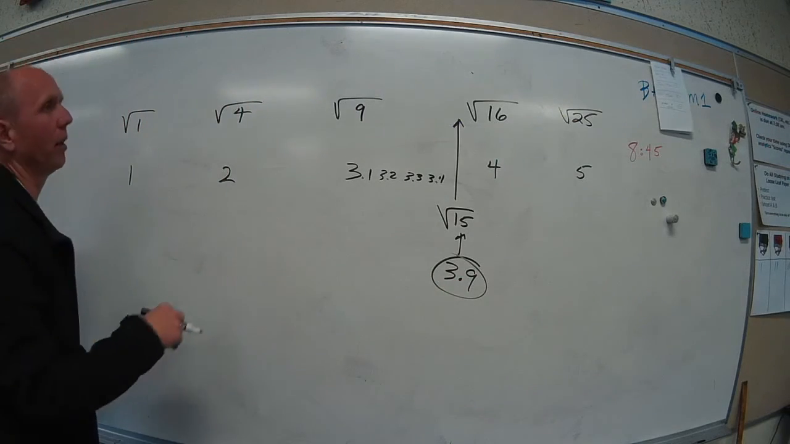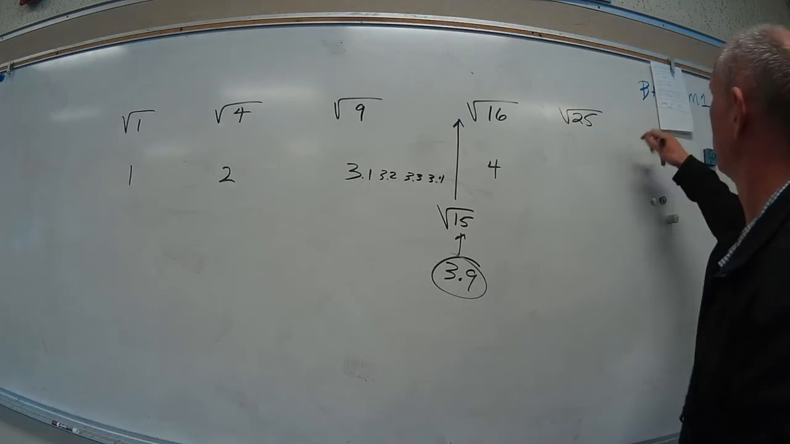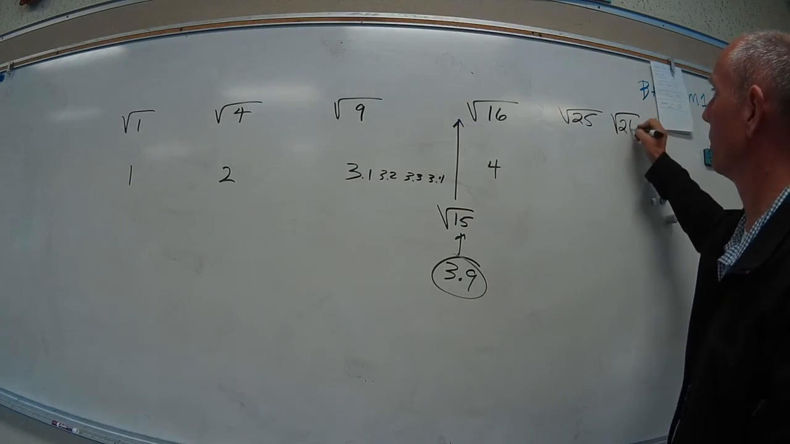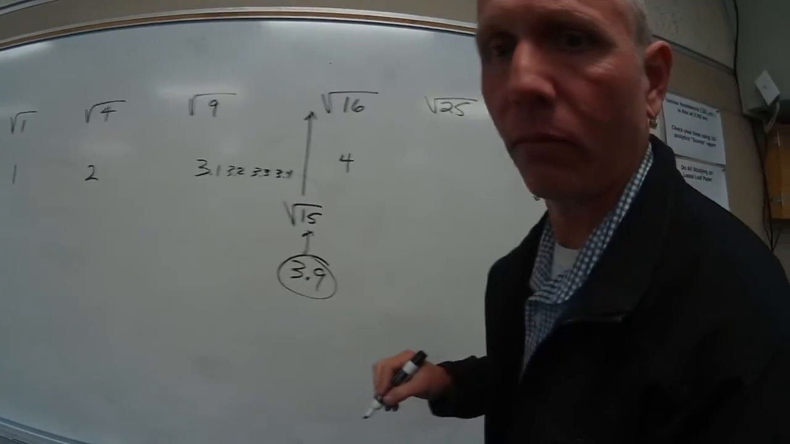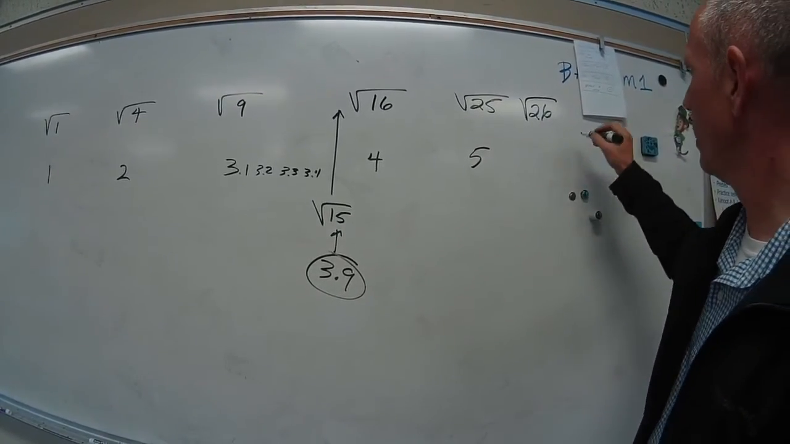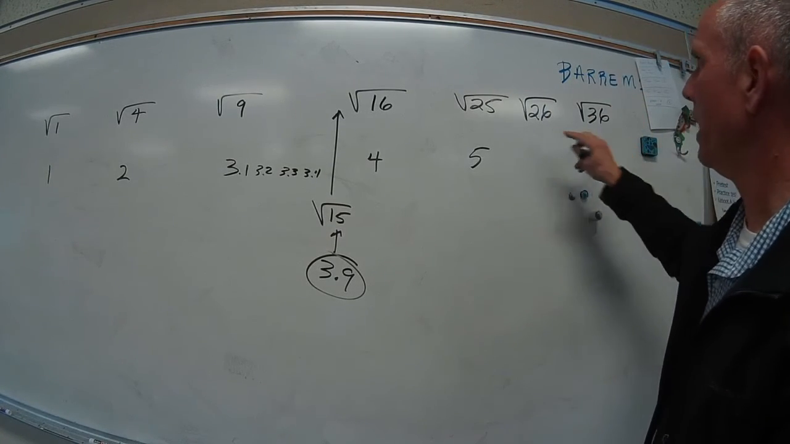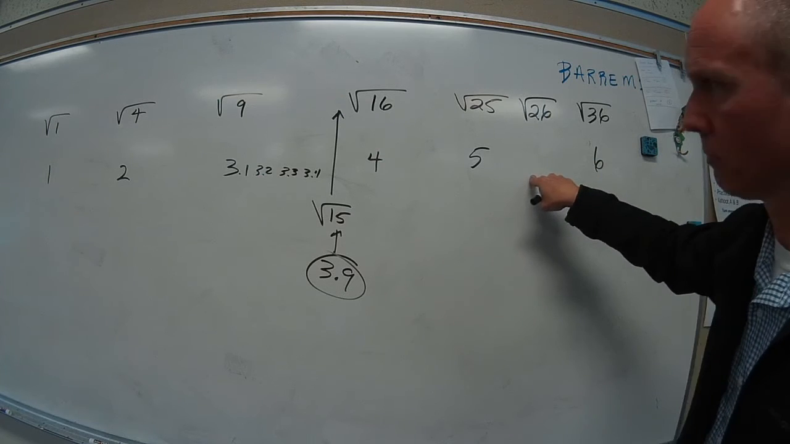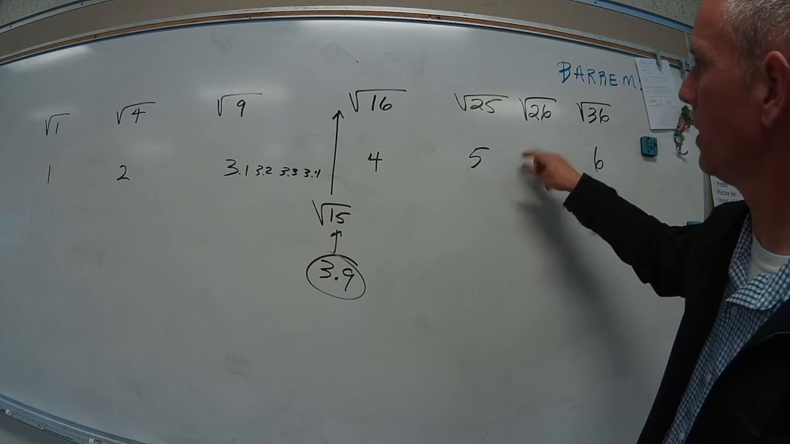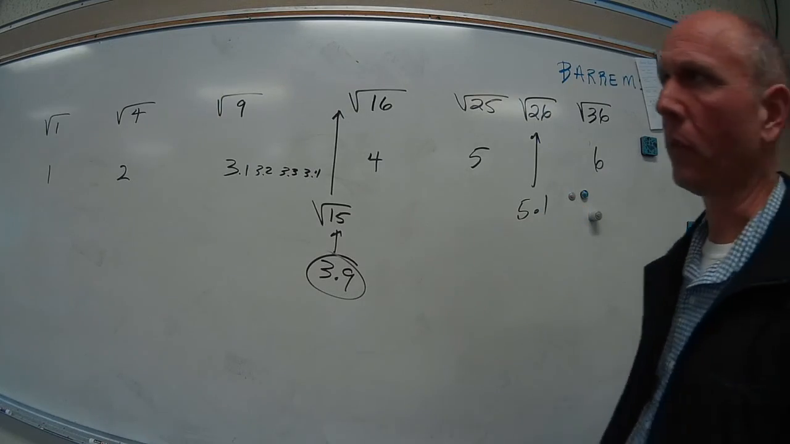Well, let's put a number down here. Let's do, I don't know, square root of 26. Well, that's somewhere between 5 and 6. And it's just a little bit bigger than 5. What's a little bit bigger than 5? Maybe about a 5.1.